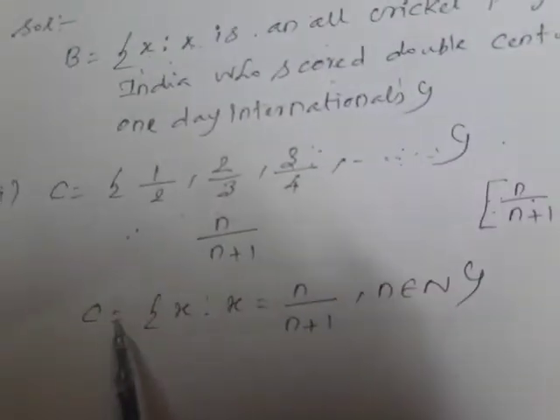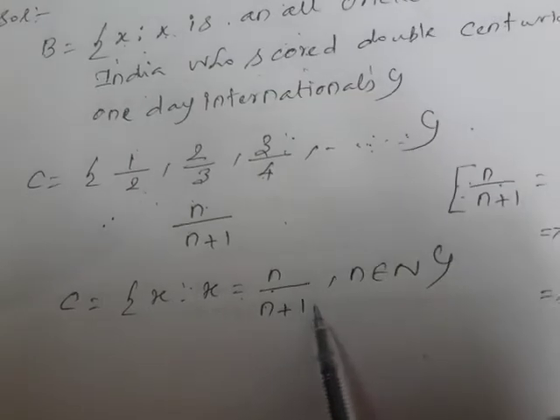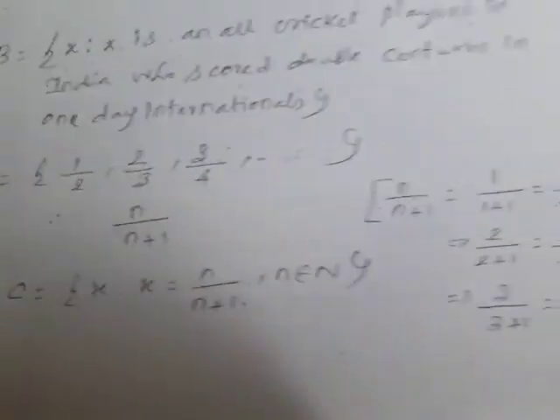So directly we will write the answer now. C is equal to x such that x equal to n by n plus 1. So n value, what are all the values we have taken? 1, 2, 3 only, no. So n belongs to natural numbers.